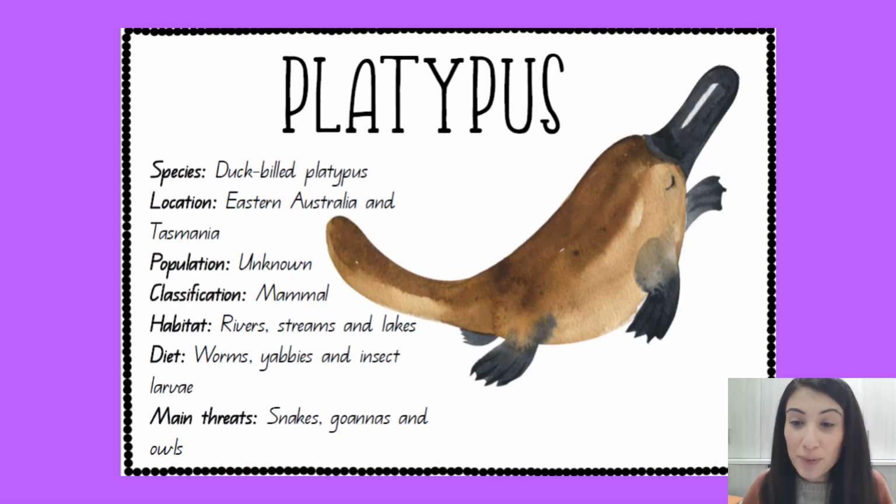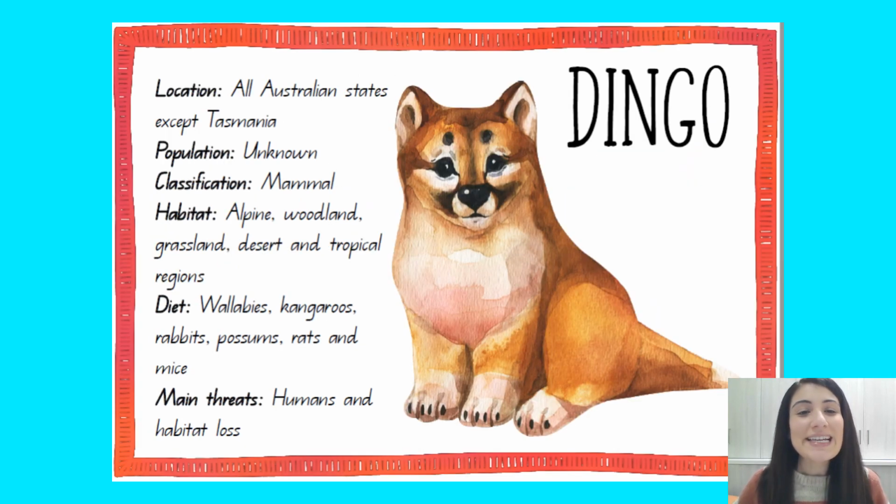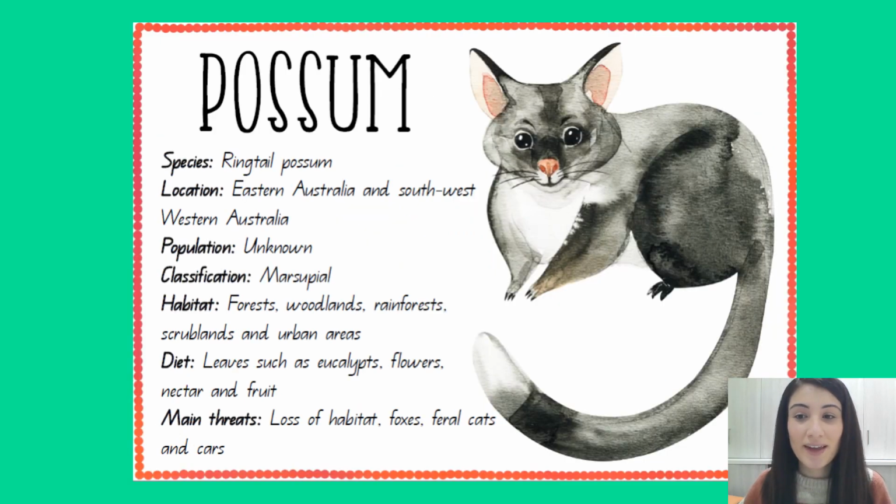We've got a platypus. So if your choice is a platypus, you could come back to this slide and read this information. Next one is a dingo. Here is the information about dingoes that you could maybe use if you chose to write about dingoes. The next one is possum. If you've chosen to write about possums, here is some information for you.